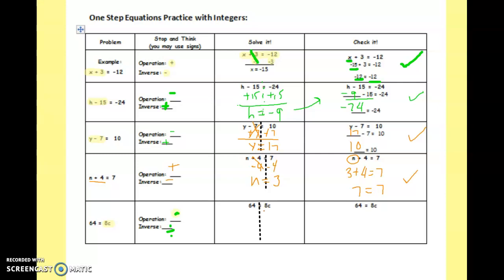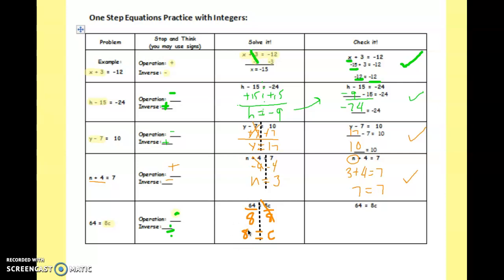So to follow through with solving that, here's my side of the variable. I'm going to divide by 8. And again, guys, when we're using division, we want to make sure to use that fractional bar, not the division sign. 8 divided by 8 is 1, which is the same as just c. 1c is the same as c, so we can go ahead and cross it out. 64 divided by 8 is 8.